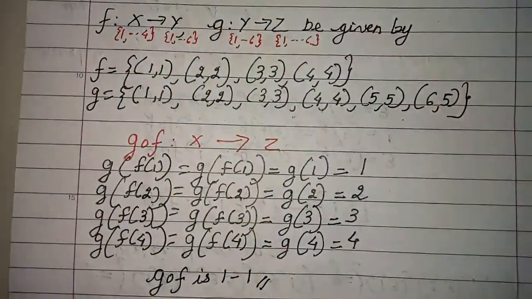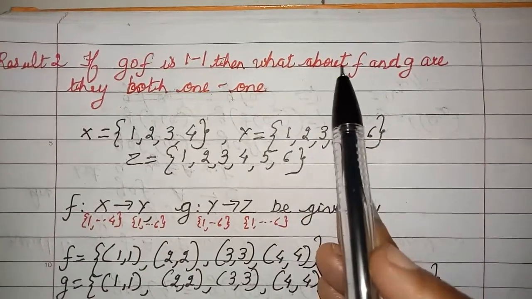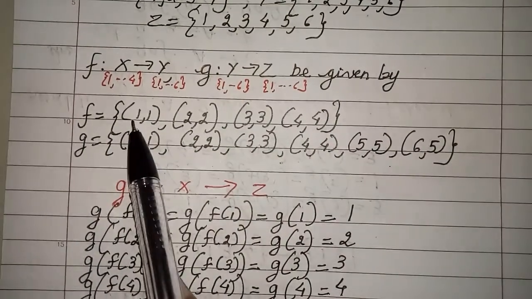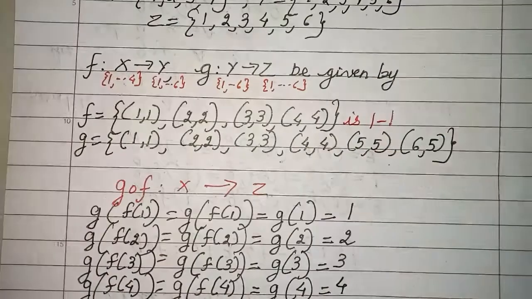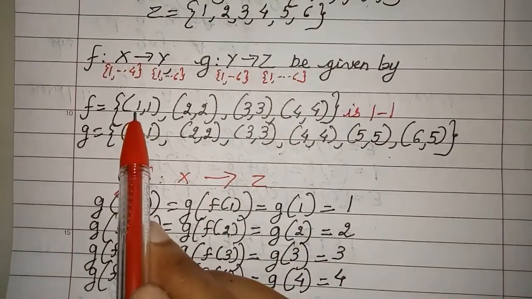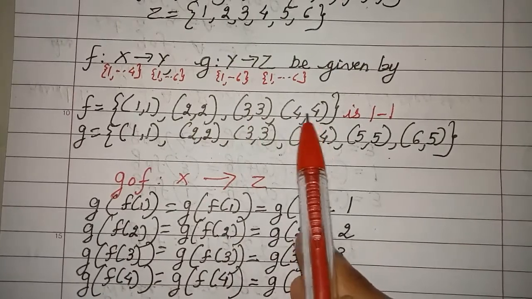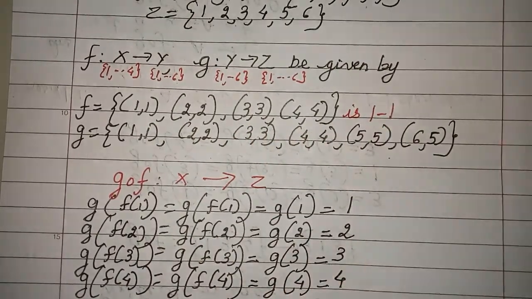Now we have started with the first part of the definition: g composite f is 1-1. Now we have to check what about f and what about g. So if I look at f, it is very clear. It is 1-1, children. Why is it 1-1? Because f of 1 is 1, f of 2 is 2, f of 3 is 3, f of 4 is 4. That means all the elements have one and only one image. That's why your function f is 1-1.